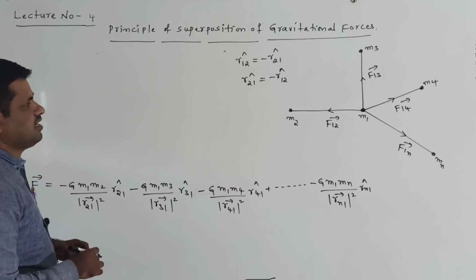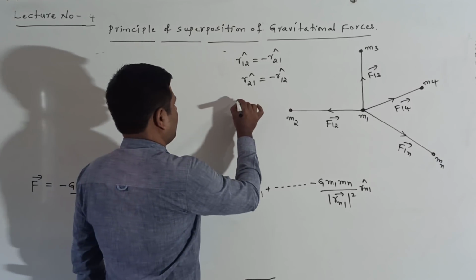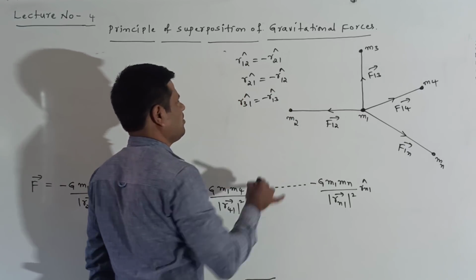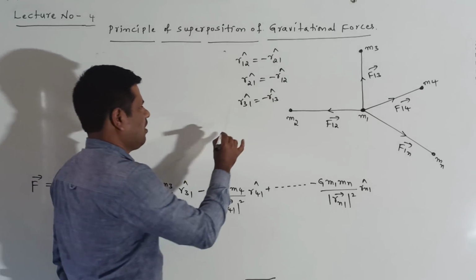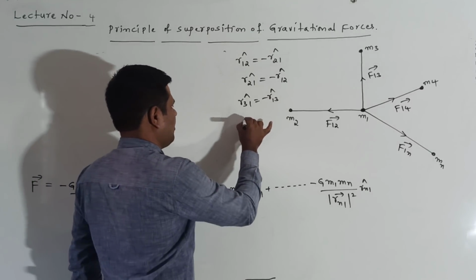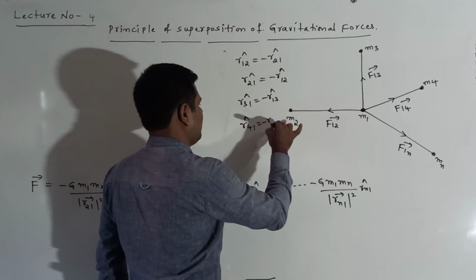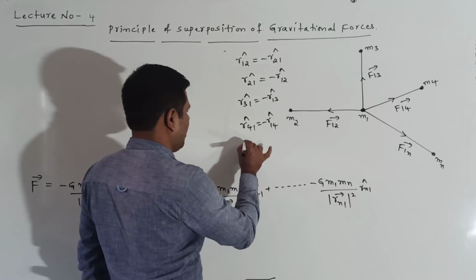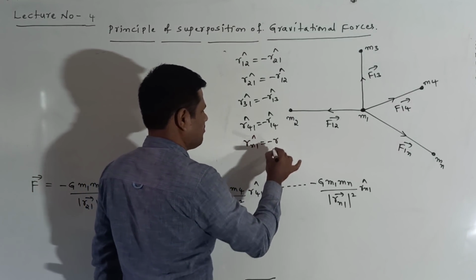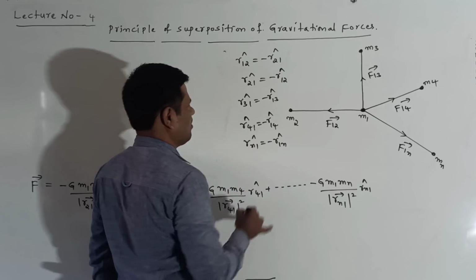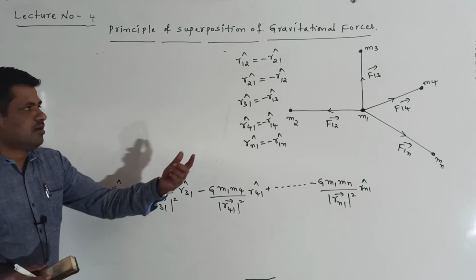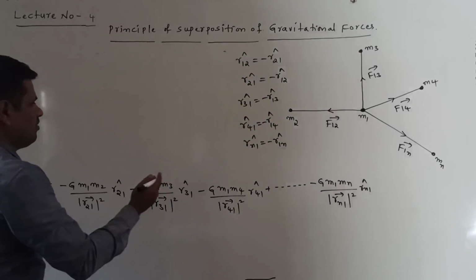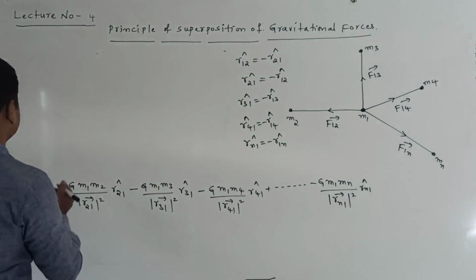Now how are we changing? r31 cap can be written as minus of r13 cap, because these are the opposite vectors. r41 cap can be written as minus of r14 cap. Similarly, rn1 cap can be written as minus of r1n cap. These are all the opposite unit vectors, so I am writing minus. Now I am changing that equation.